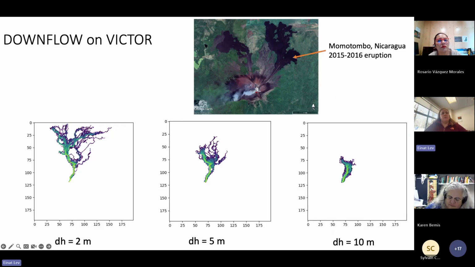Downflow exists on Victor. This is just an example run notebook that we have using the Momotombo 2015-2016 eruption. Here I compared the influence of that DH variable. If I made DH 2 meters, then the change of the DEM was small, so the path could go lots of different places. If I made it 10 meters, it confined the flow in a lot of places, and only the steepest parts were participating.